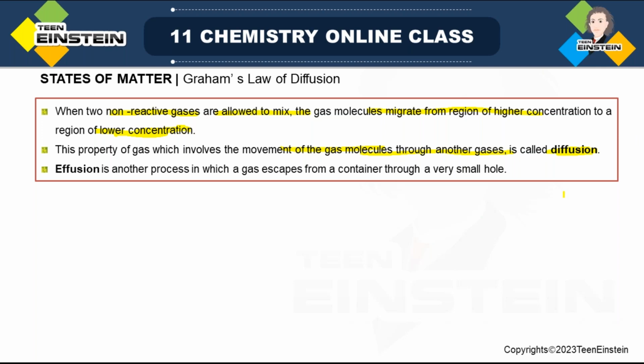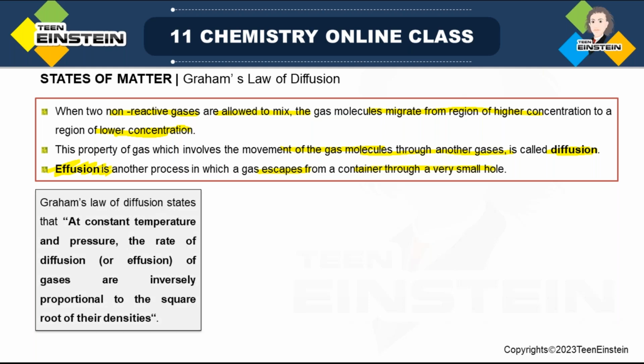There is another term which sounds similar, which is known as effusion, but it is slightly different. Effusion is also another process which is used for gas, but here the definition is a process where a gas escapes from a container through a very small hole. So suppose you have kept a particular gas in a container and there is a very small hole. What will happen? The gas will escape very slowly through this small hole, and that process is effusion. So there are two processes, diffusion and effusion.